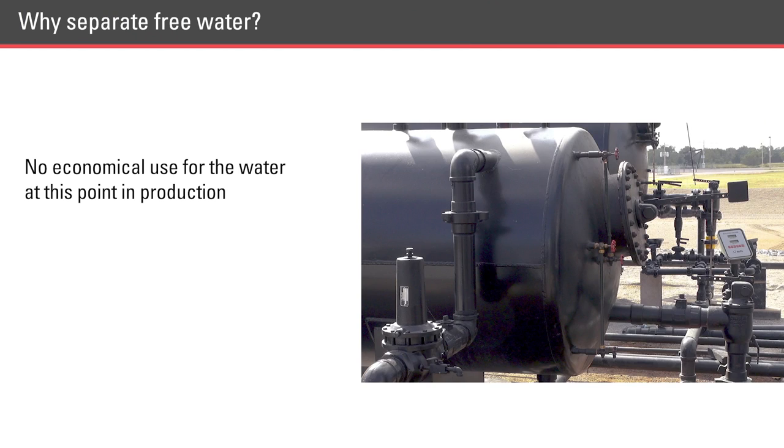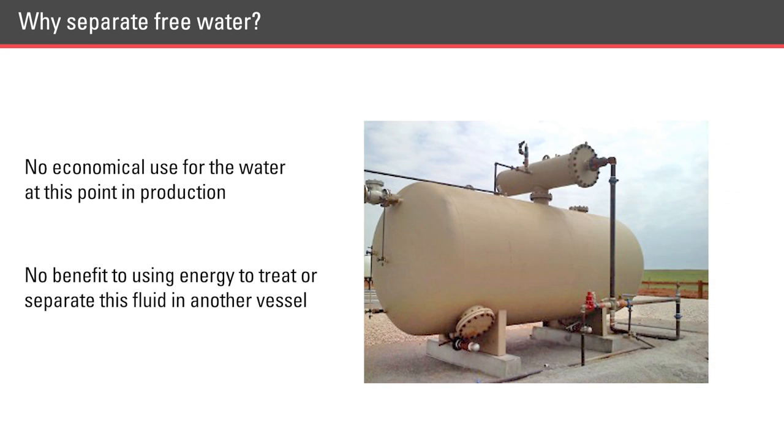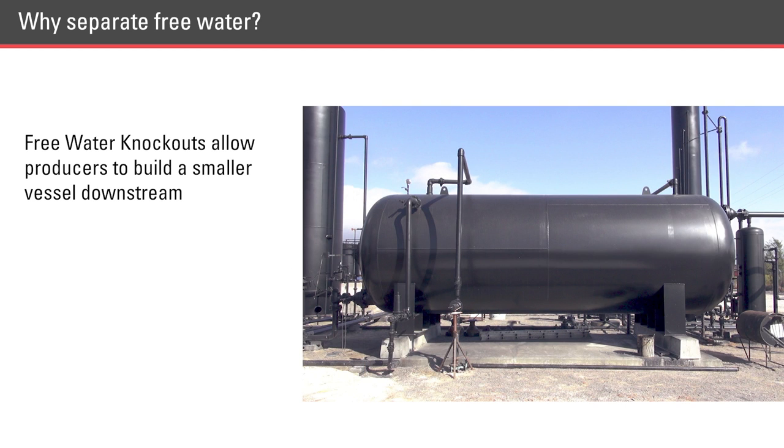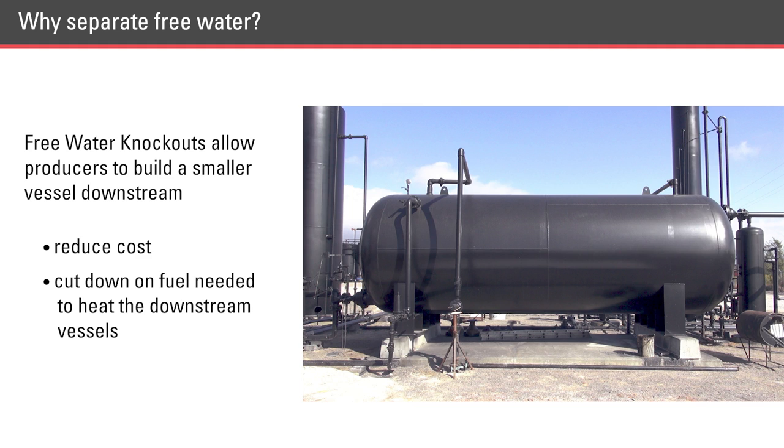There is not an economical use for the water at this point in the production process. There is no benefit to using energy to treat or separate this fluid in another vessel, especially when there are high volumes of water. Removing water at this stage in production allows producers to build smaller vessels downstream to reduce the cost and cut down on the amount of fuel needed to heat the downstream vessels.